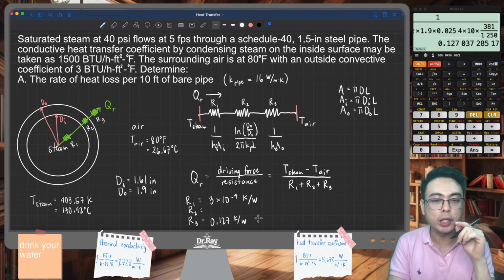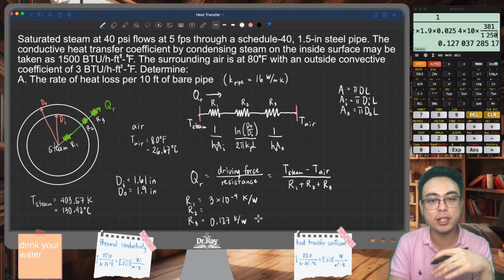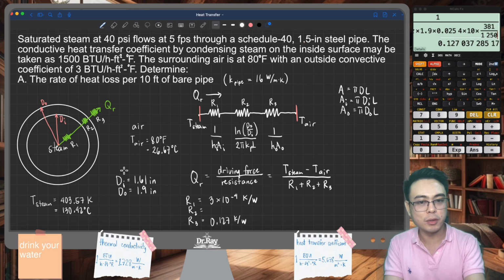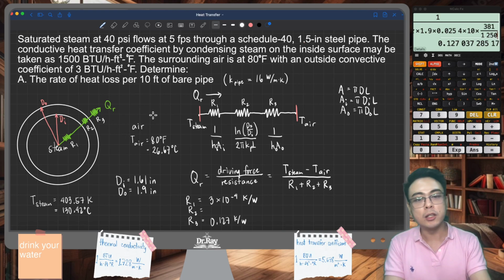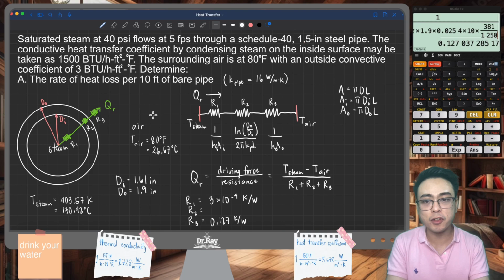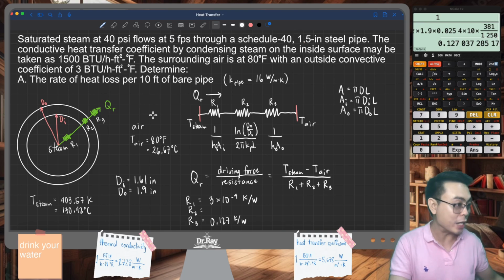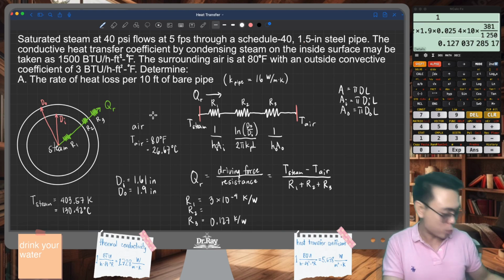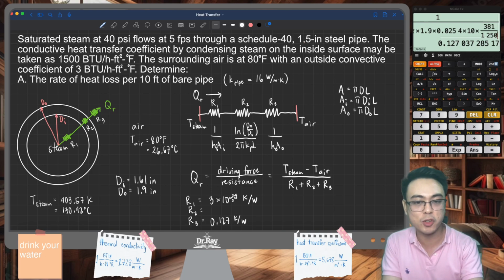Now, I want you to take a look at the relative values of the first and third resistances. The first one is very, very small. That's the resistance due to convection inside. The third one is large compared to the first one, right? Because this is only due to natural convection on the outside, and the rate of heat transfer due to forced convection is much faster than the rate of heat transfer due to natural convection. Okay, that's why the resistance is greater for natural convection. It's lower for forced convection.